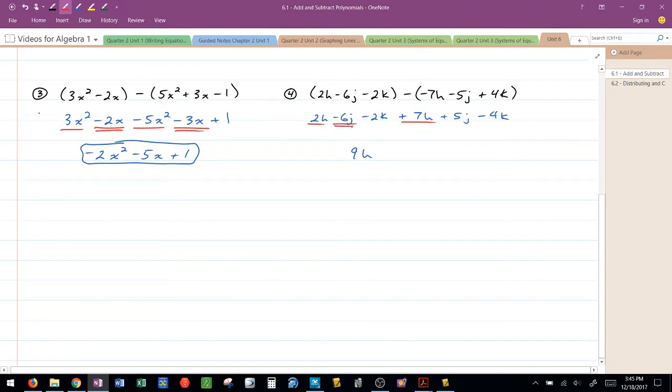J's are like terms. I have -6 and positive 5. -6 plus 5 is -1j. And k's, I have -2 and -4k. So that would be minus 6k.